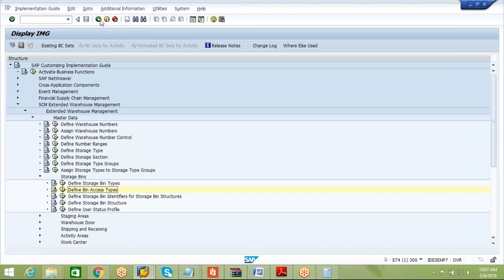Bin access type. Yes, please. Bin access types you defined here at warehouse level. And are you going to assign these to the bins? Yes. For the definition, bin access type describes how you are going to access that bin. Storage type definition tells the physical properties or physical characteristics of the storage bin type. Bin access type describes how you are going to access that storage bin, either manually or machinery. Okay. Next one.